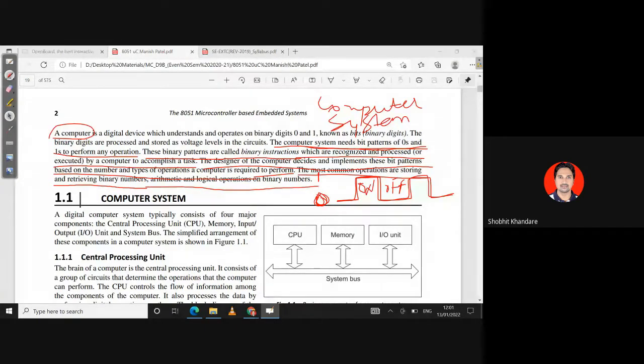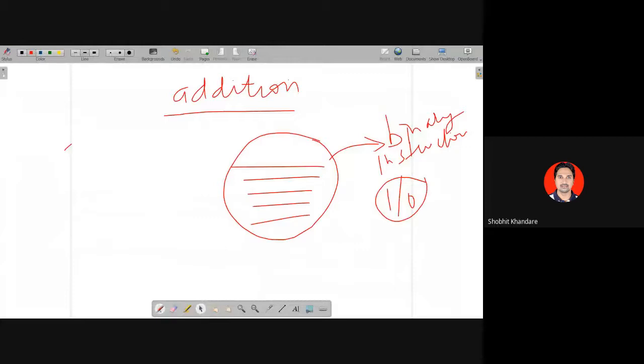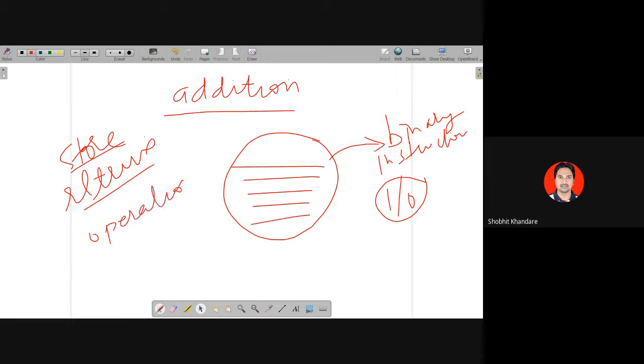तो कंप्यूटर सिस्टम का सबसे इंपॉर्टेंट काम होता है स्टोर करना, बाद में जब चाहिए उसको रिट्राइव करना, और ऑपरेशन परफॉर्म करना. और बेसिकली ऑपरेशंस कौन से होते हैं? अर्थमेटिक ऑपरेशंस होते हैं, और दूसरा होता है लॉजिकल ऑपरेशंस.